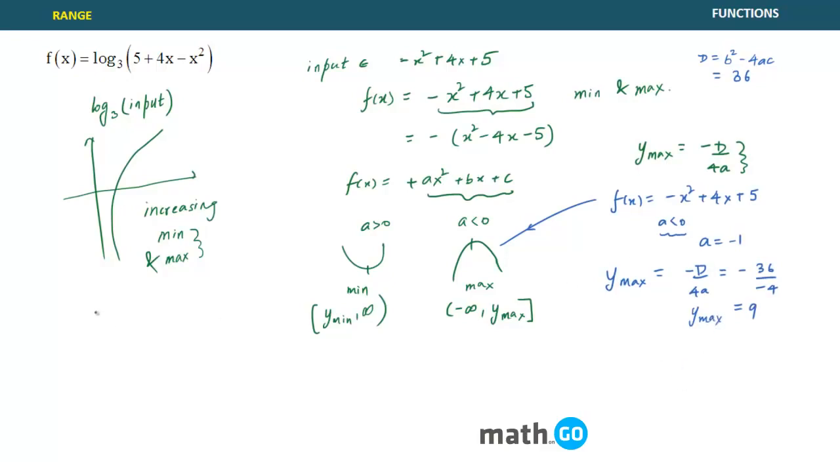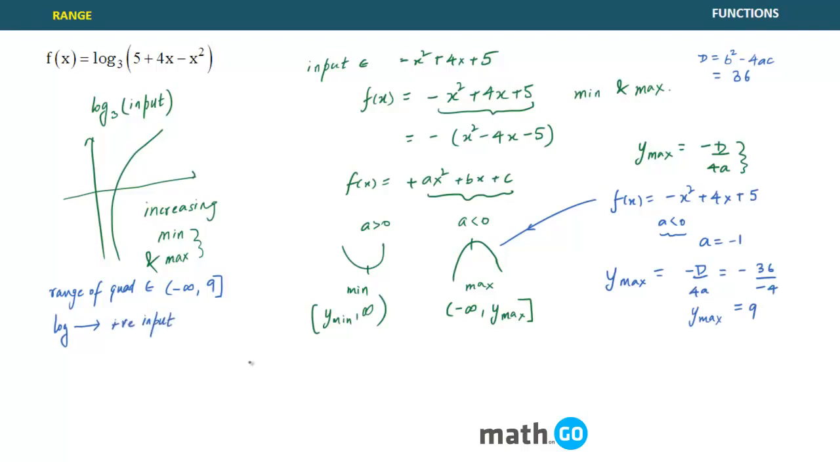So what is the range of the quadratic? The range of the quadratic is nothing but belonging from minus infinity to 9. But we were not asked the range of the quadratic. We were asked the question when the quadratic is inside the log. Now tell me something about log. Can log take a negative input? Log always takes what? Positive input.